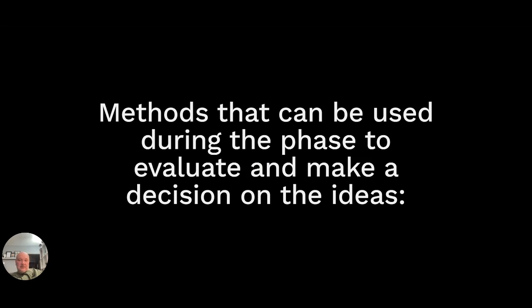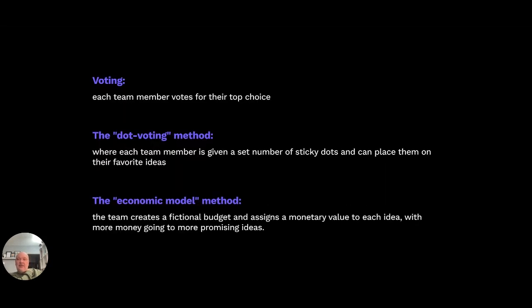You can also use different methods to evaluate and make better decisions on new ideas. The first one is basically voting, so each team member can vote for their top choices. Then you have dot voting. There are a couple of templates on FigJam that can be used, where basically each team member is given a set number of sticky dots, and you can place them on your favorite ideas. And the more dots you have on some ideas from all team members, I think you should basically pursue that idea and then make it a little bit broader.